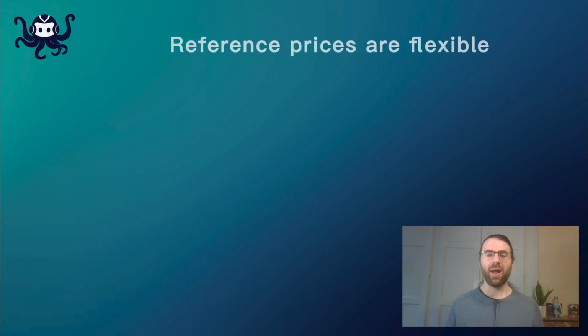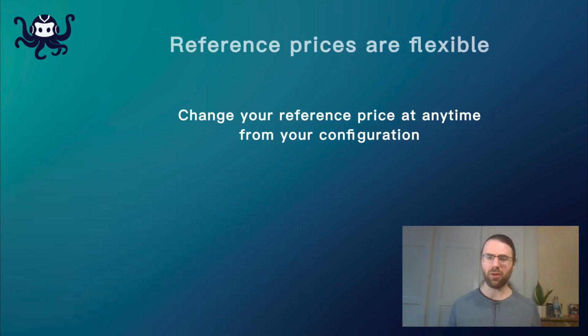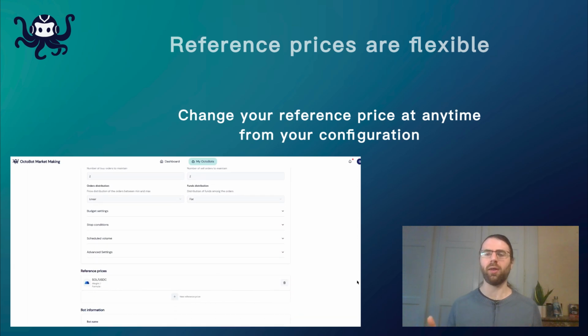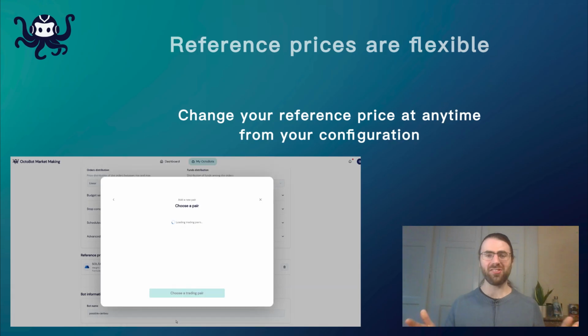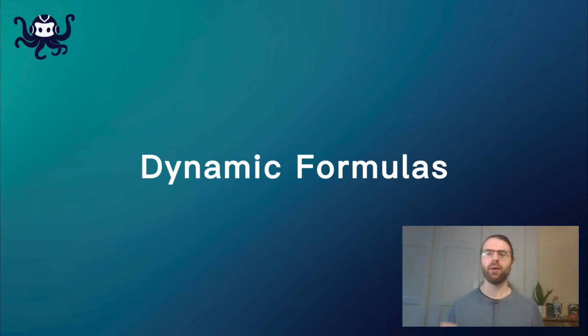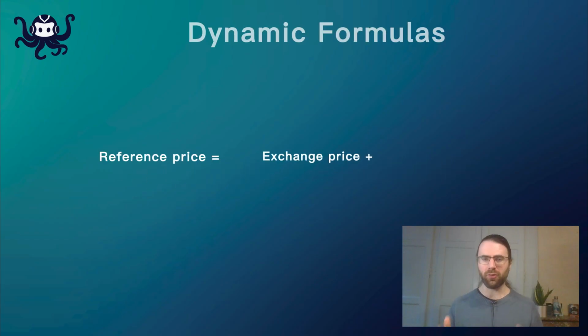And of course, as any OctoBot market making configuration, a static reference price can be updated at any time, so it's actually static until you decide to change it. And this leads us to the most advanced price mechanism of OctoBot market making, dynamic formulas, which is a mix of exchange price, static values, and transformations.